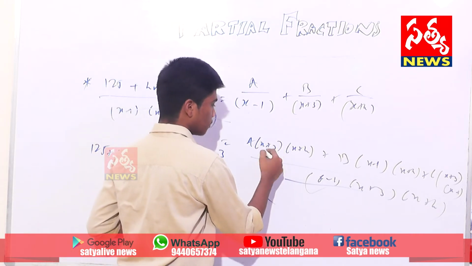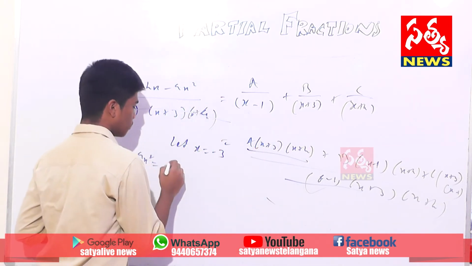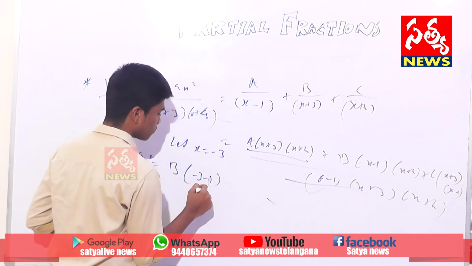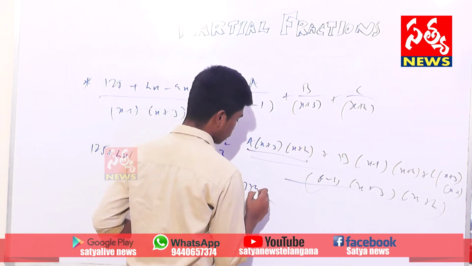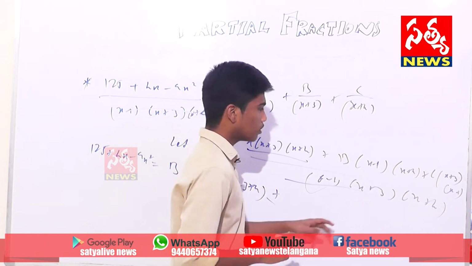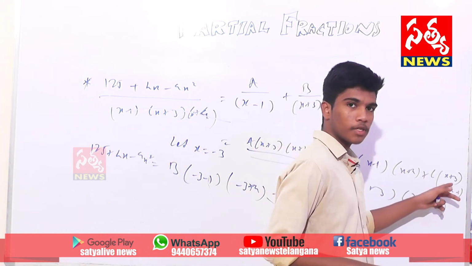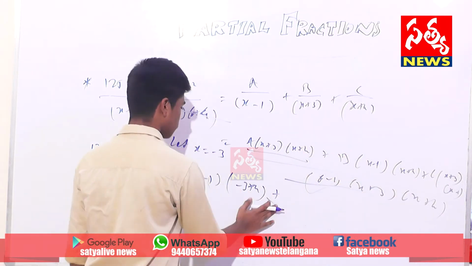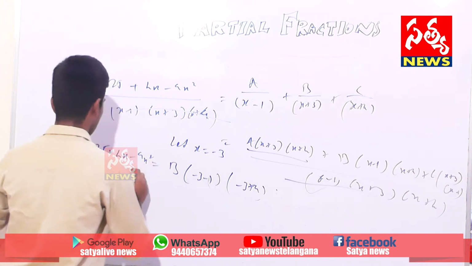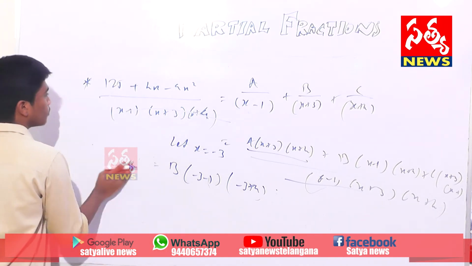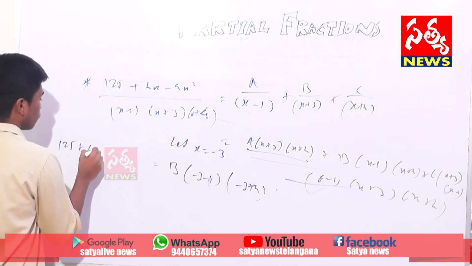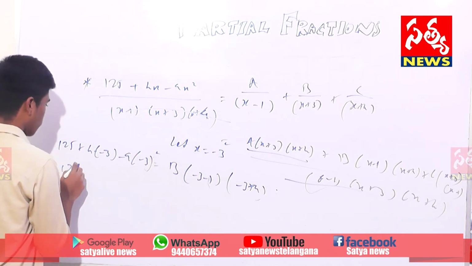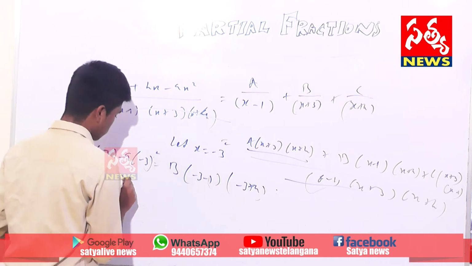Minus 3 plus 3 is 0, so this term gets 0. B into minus 3 minus 1 minus 3 plus 4. As c has the x plus 3 term, if x is minus 3, c is also 0. So that's it. Here also put the value: 125 plus 4 into minus 3 minus 9 into minus 3 whole square. 125 minus 12 minus 81.